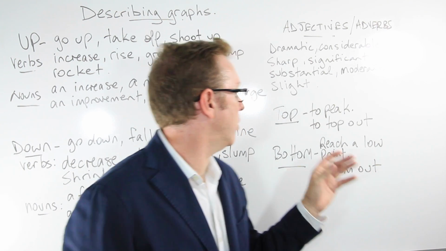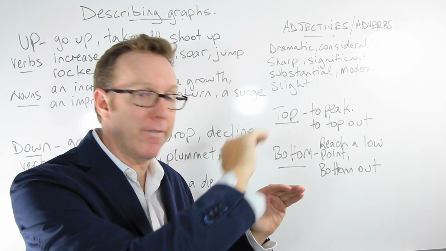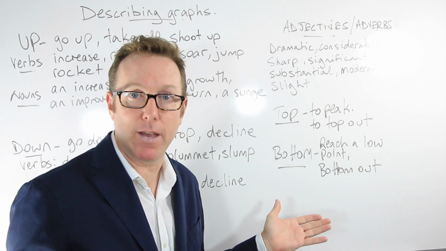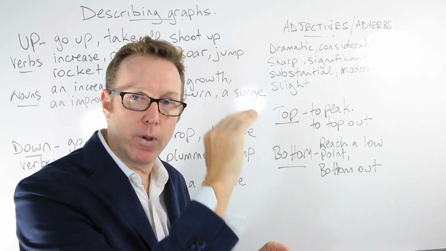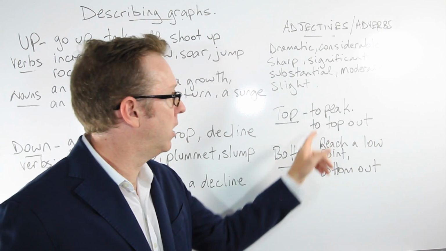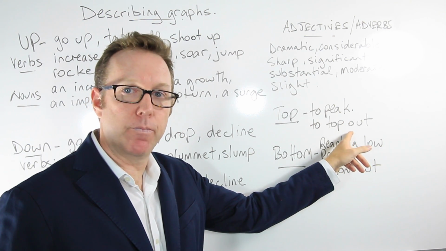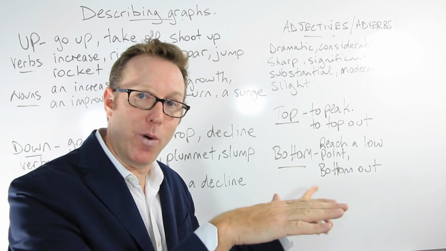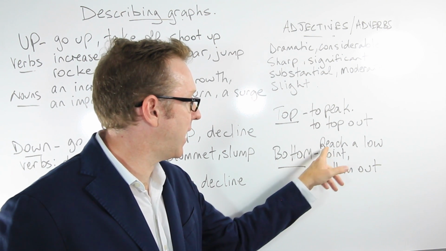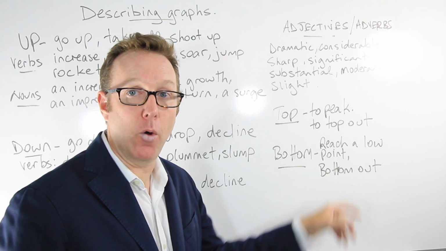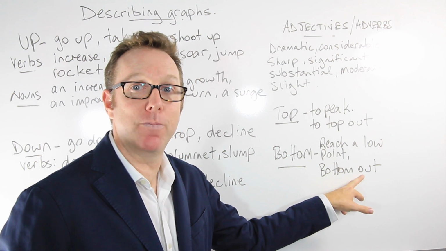Now, when we also talk about graphs, sometimes the level of sales, I'm talking about sales mainly here. So sales, when they reach the top and you can't think that it can grow anymore, they peak or they top out. And on the opposite scale, when they absolutely hit rock bottom, you don't think that they can get any lower, we would say they reach a low point, or they have reached the lowest point, or they have bottomed out.